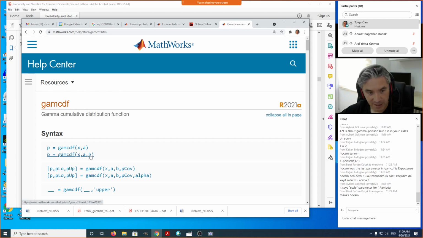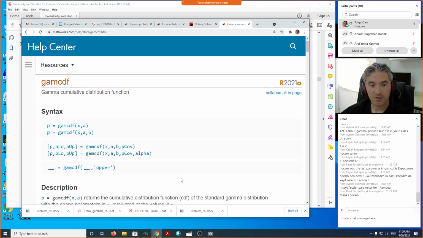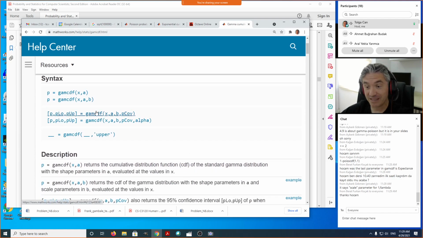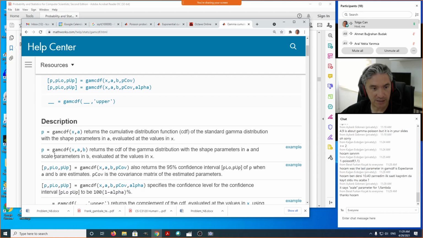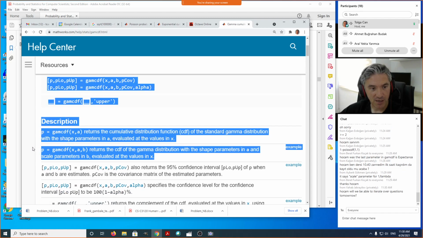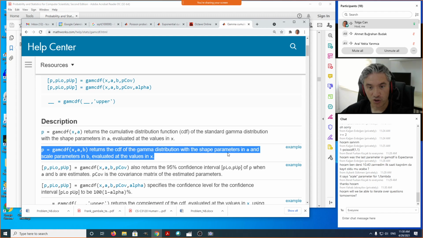So yeah, 1 over lambda is the scale parameter. That's good. And the alpha is the shape parameter. So the book actually tells that if you read this description, the shape parameter is A and scale parameter B. So if the book says alpha is the shape parameter and 1 over lambda is the scale parameter, you immediately know B should be 1 over lambda and A should be alpha.